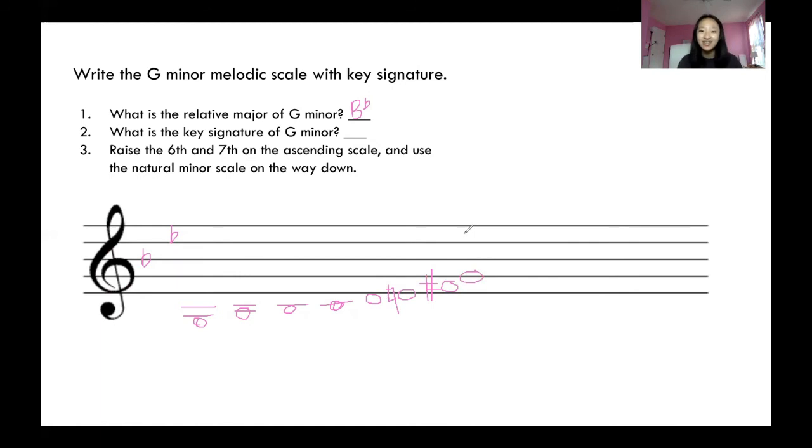Now we're gonna start descending. And remember, on the way down, we just use the natural minor, which means you kind of reverse all of the accidentals you put here. So we're gonna go back to F natural and then E flat. And the rest is the same as before. So D, C, E flat. And we don't need to write the flats because it's already in the key signature. A and G.